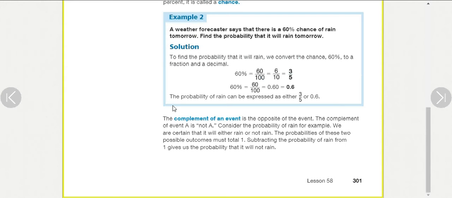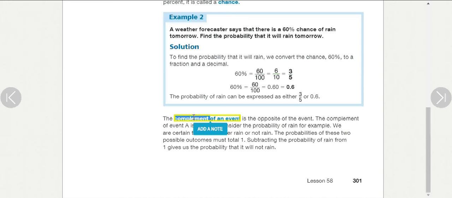Got it? A weather forecaster says 60% chance of rain. Find the probability then. Probability, we said, is a fraction. So they show 60%. How do we make it a fraction? You put 60 over 100 and reduce to 3/5. Or you call it 0.6, 6/10. Both would be ways to show the probability.